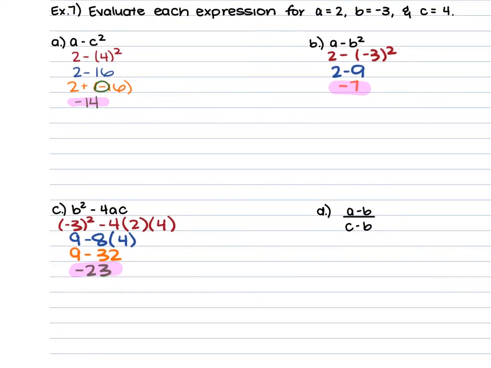For d, we have (a minus b) over (c minus b). We said a was 2, minus b, which is negative 3, over c, which is 4, minus b, which is negative 3. So remember, the two negatives next to each other turn into positives on both the top and the bottom. So we have 2 plus 3 over 4 plus 3. 2 plus 3 gives us 5. 4 plus 3 is 7, so that's 5/7.